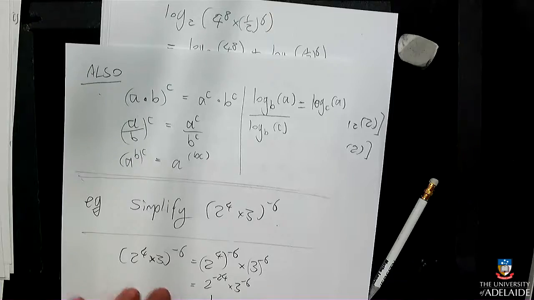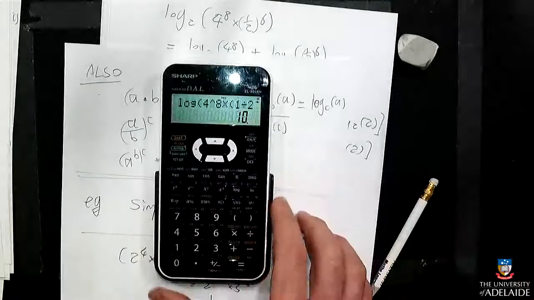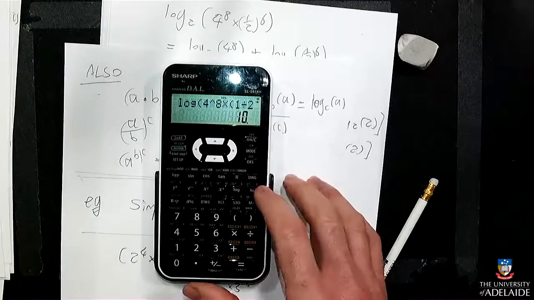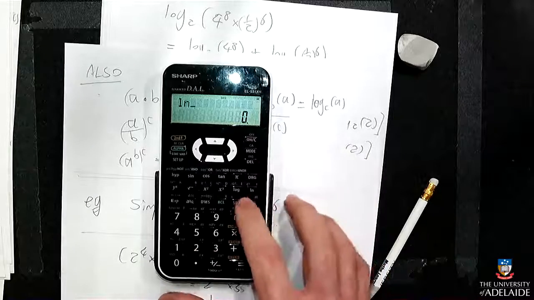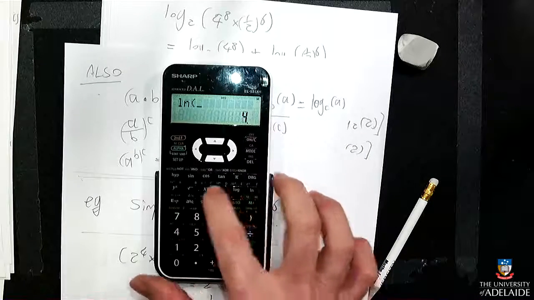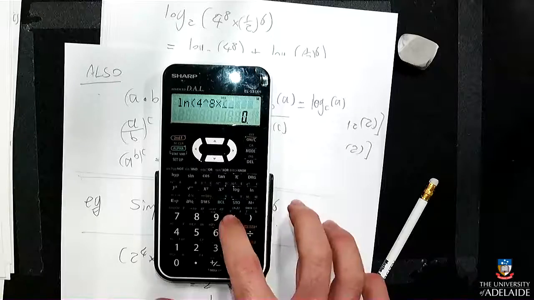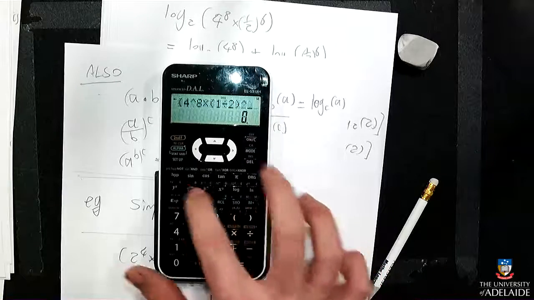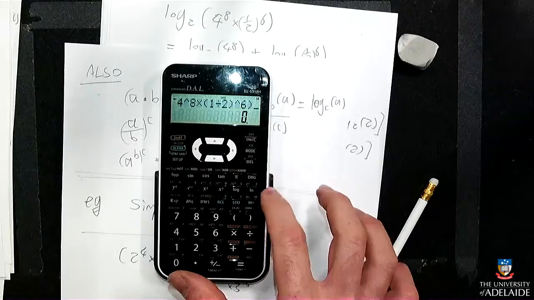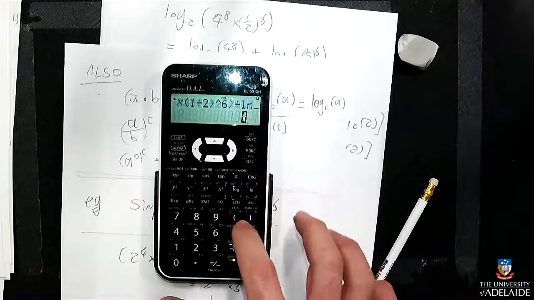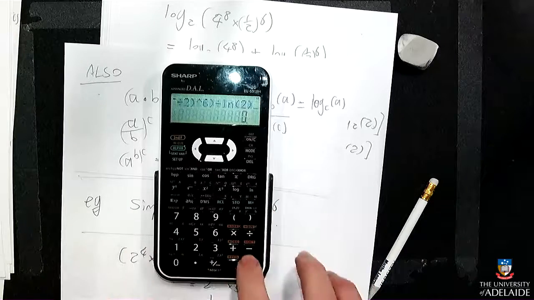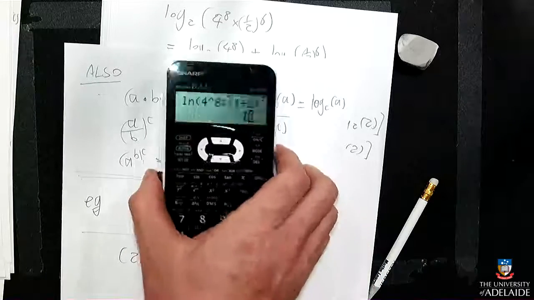It would also work with the ln, because it doesn't matter what base it is. So let's just do one more try to make sure that you believe me. 4 to the power of 8 times a half to the power of 6, divided by ln of 2, also 10. Doesn't matter which log you use, it will always work.